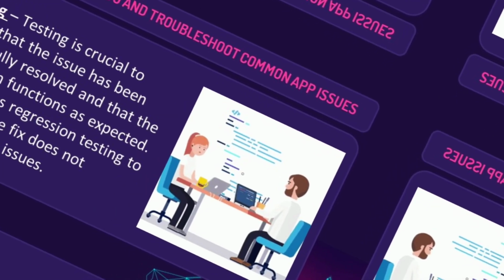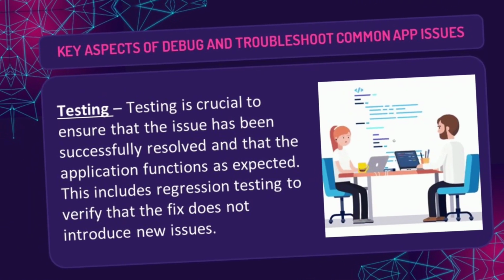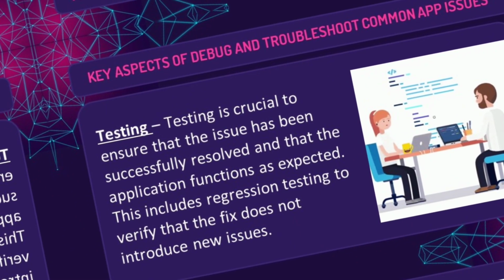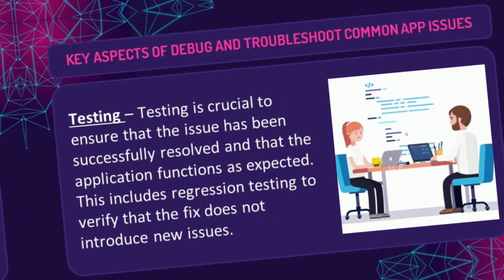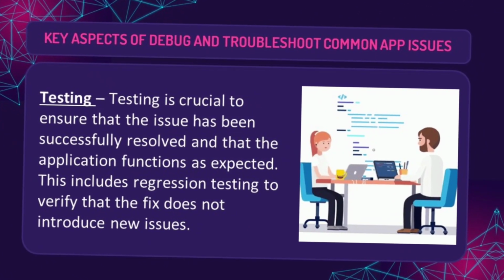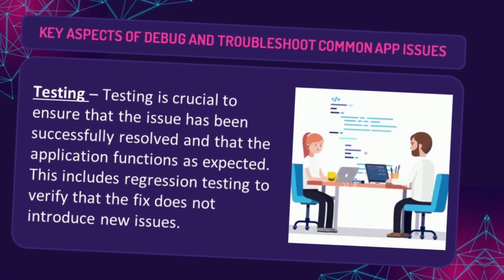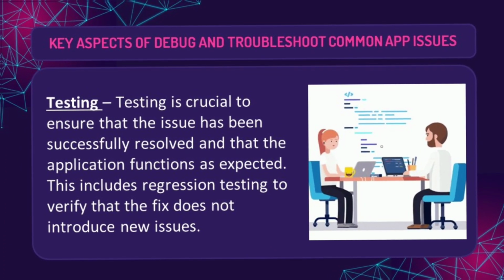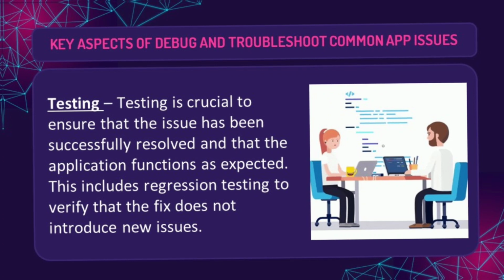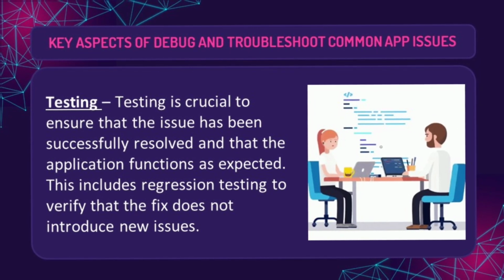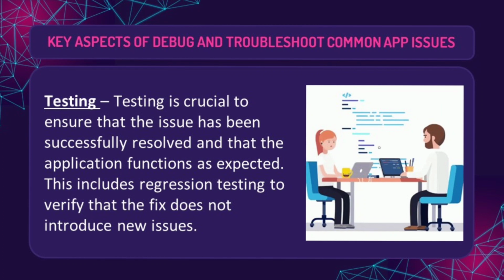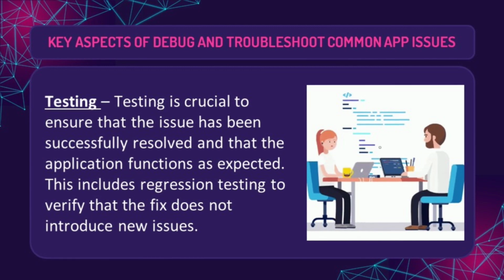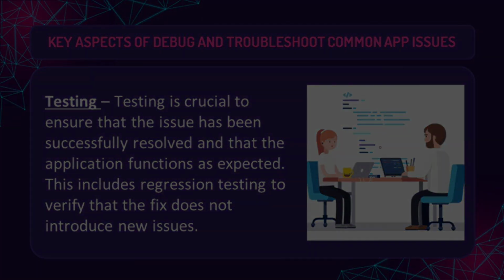Lastly, testing. Testing is a critical step in the debugging and troubleshooting process to verify that the resolution effectively addresses the issue. It includes testing the application under various scenarios to ensure that the problem no longer exists and that the fix does not introduce new issues. Regression testing, which checks that existing functionality remains intact, is a common part of this phase.